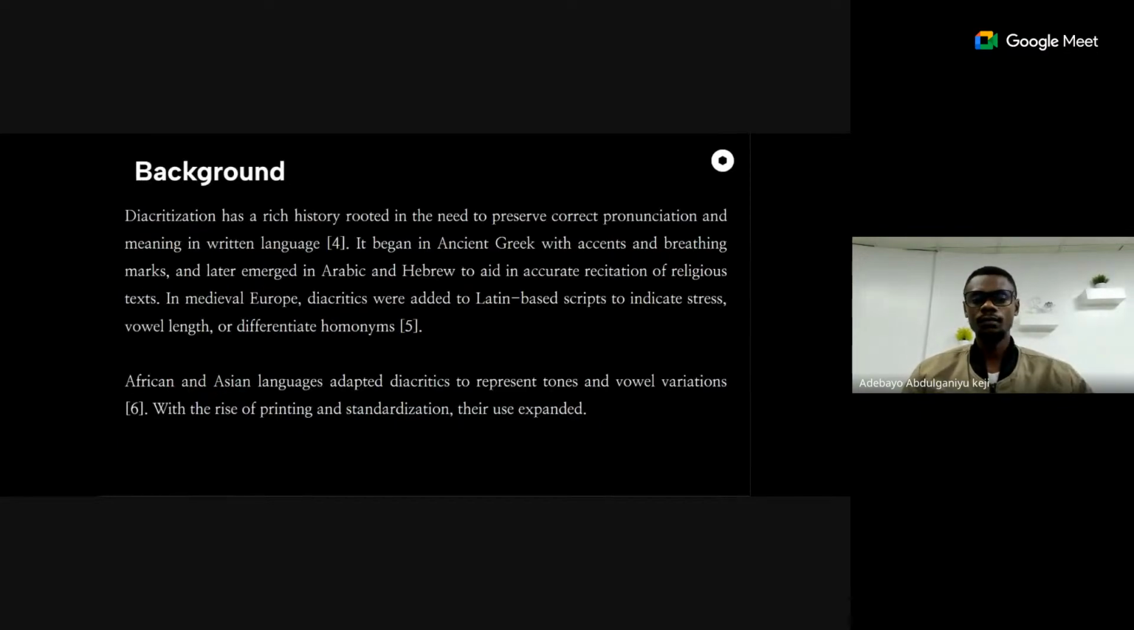So moving forward, diacritization has a rich history rooted in the need to preserve correct pronunciation and meaning in written languages. To the best of my knowledge, I'm more familiar with Yoruba, and I'm not really good with French, but I try. I think Igbo also uses diacritics, but it's not mostly used in other languages. Diacritics in languages most times change the pronunciation of some words, which in turn changes the meaning of those particular words.